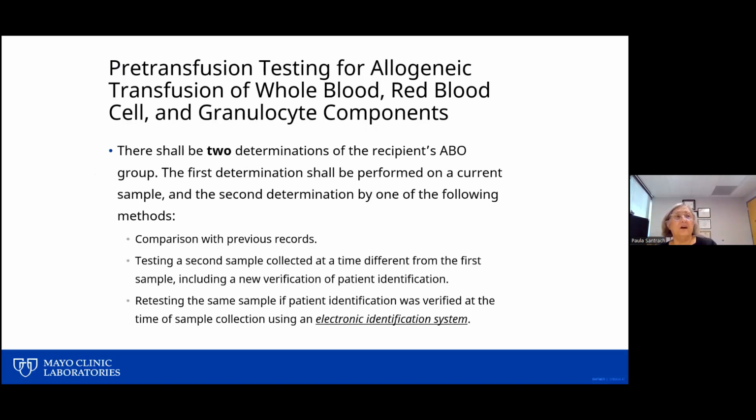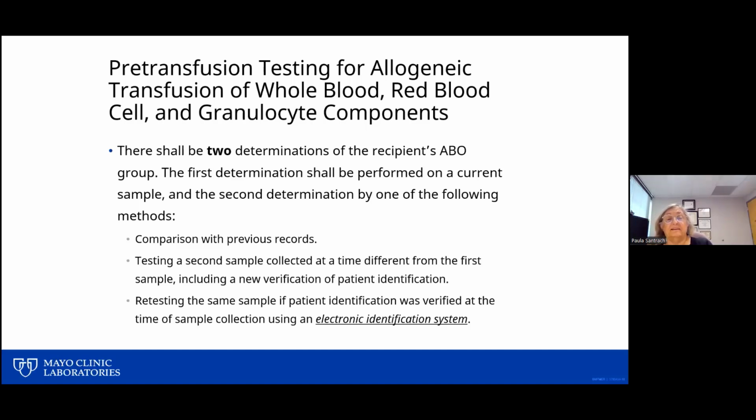So there are also requirements from AABB for pre-transfusion testing for transfusion. Essentially it says that there shall be 2 determinations of the recipient's ABO group. The first determination shall be performed on a current sample. The second determination can be done by comparing to previous records. So if the patient has had a blood type done in your facility and the 2 match, then you're good.